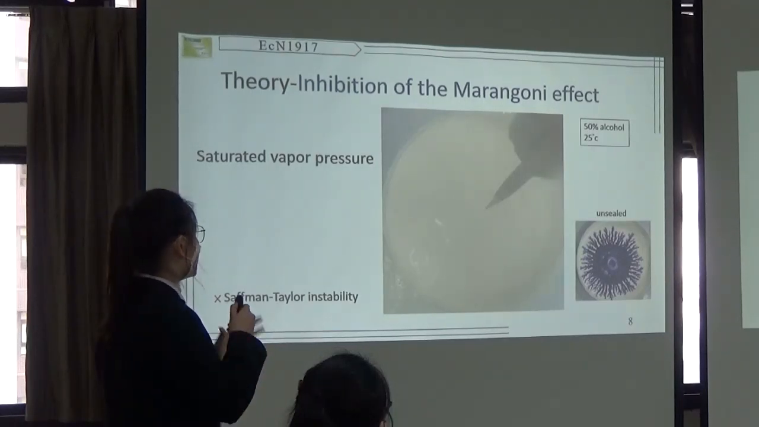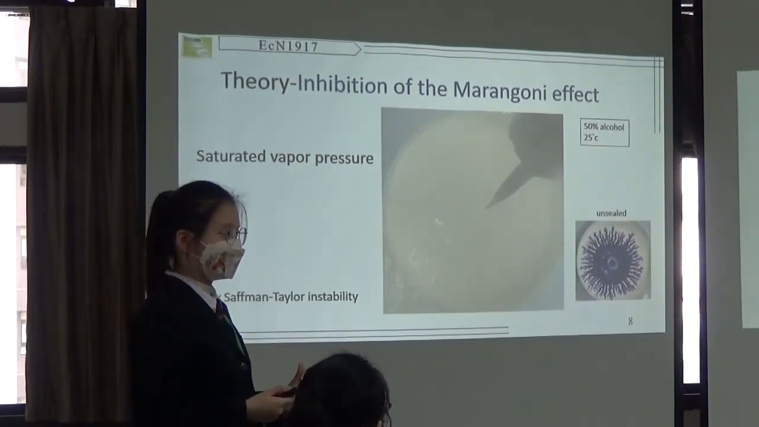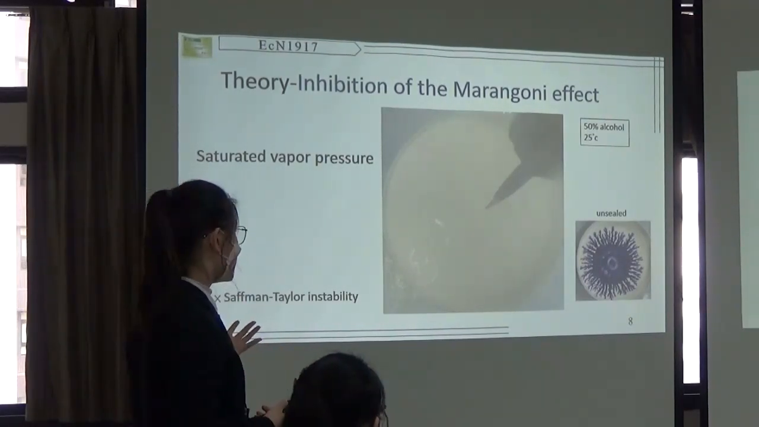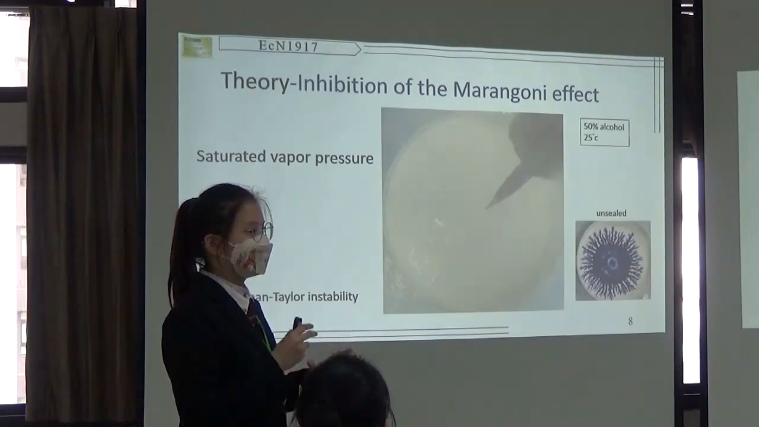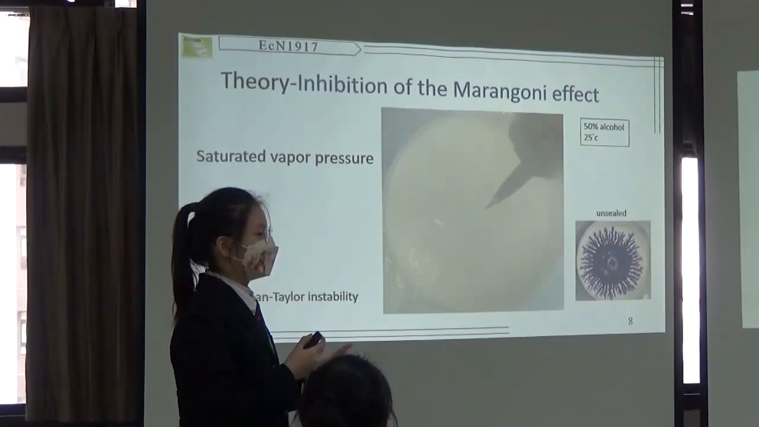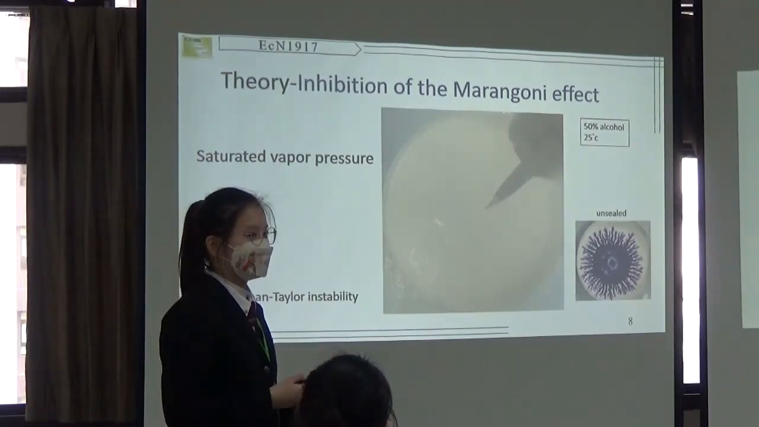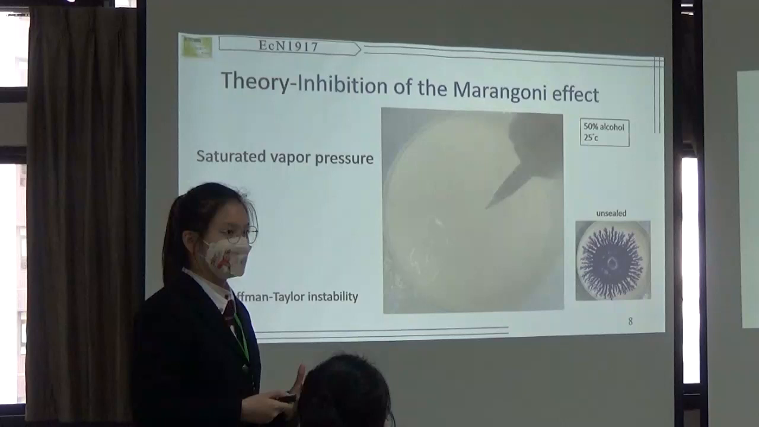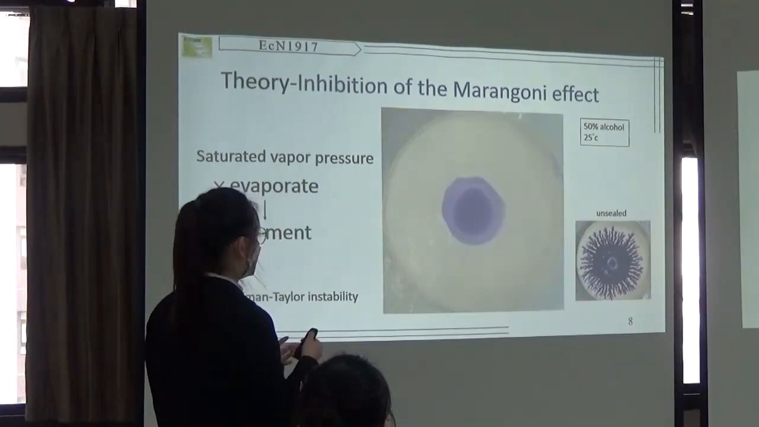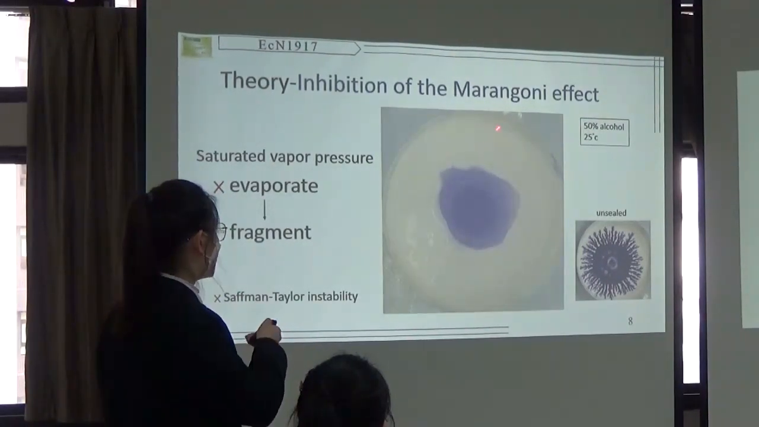Here is the theory of inhibition of the Marangoni effect. We want to test if evaporation is the main cause of this kind of phenomenon. So we put our experiment in a container and spread some isopropyl alcohol in it to reach saturated vapor pressure, so that the isopropyl alcohol won't evaporate. Here we can see that there is no fragmentation, but there is a little wave at the edge.